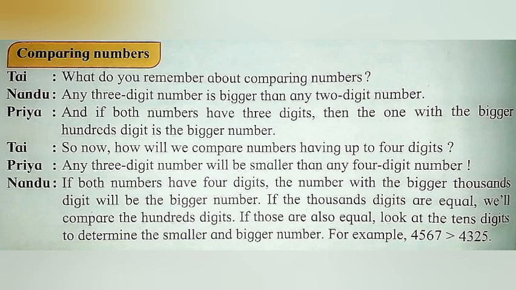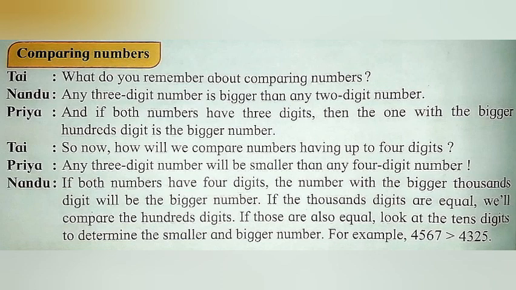Here they are talking about 4-digit and 3-digit numbers. When you were asked to compare 3-digit numbers, you were comparing them with 2-digit numbers. Now when we are talking about 4-digit numbers, you are comparing with 3-digit numbers. So Nandu says, if both numbers have 4 digits, the number with the bigger thousands digit will be the bigger number. If the thousands digits are equal, we compare the hundreds digits. If those are also equal, look at the tens digits to determine the smaller and bigger numbers.